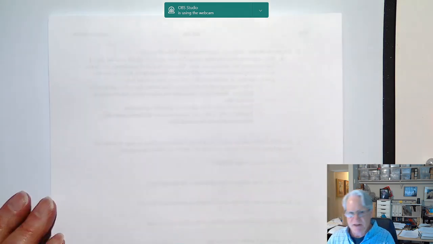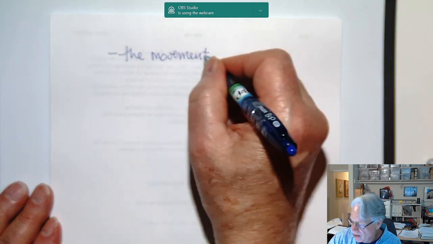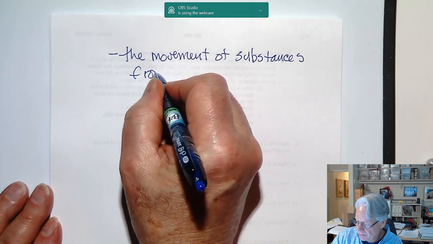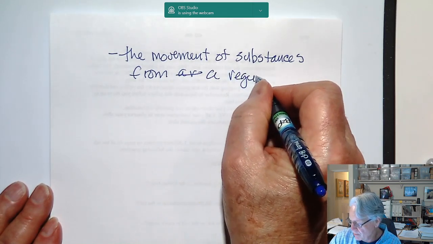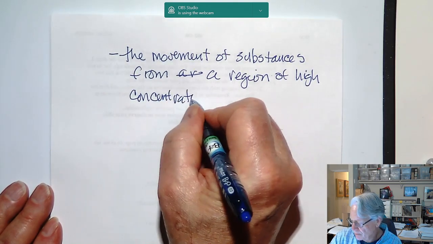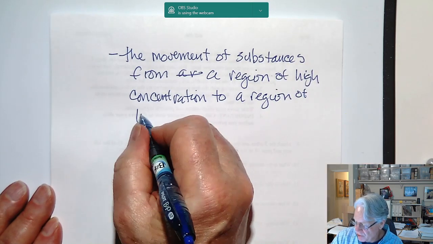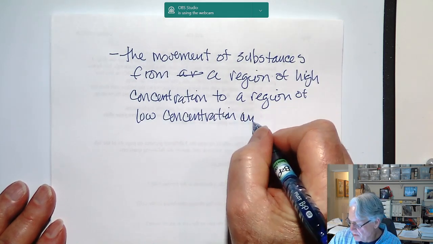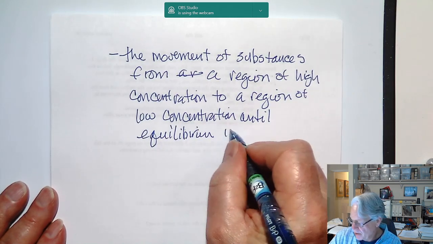Another way to express diffusion, another way that we can write down the definition, and I'm going to do this, it's worth it, is the movement of substances from a region of high concentration to a region of low concentration until equilibrium is reached.